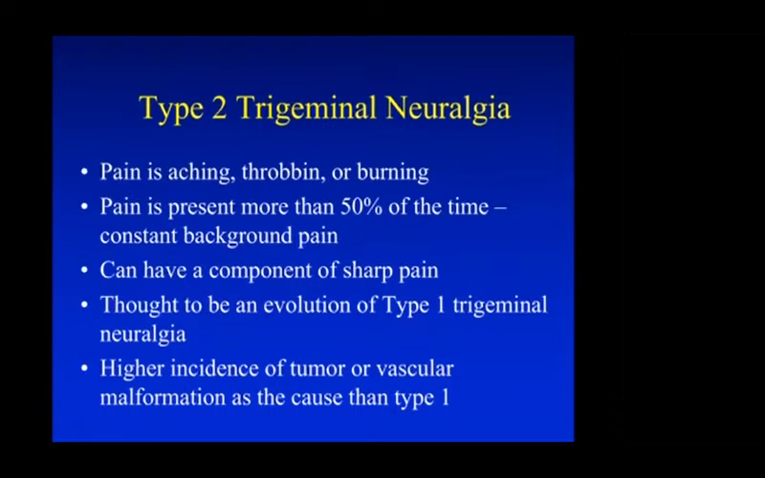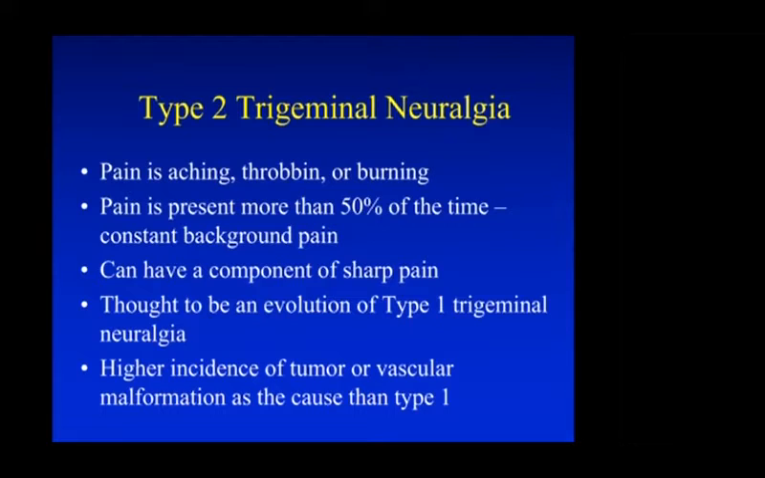So someone with type 2 trigeminal neuralgia is more likely to say, I have pain most of the day. I don't have that many pain-free episodes. They say the pain is kind of always there as a constant background pain, doesn't necessarily come and go. So it's a more consistent type of pain. Now, patients with type 2 trigeminal neuralgia still can have electrical shocks, but the electrical shocks represent less than 50% of their total pain.